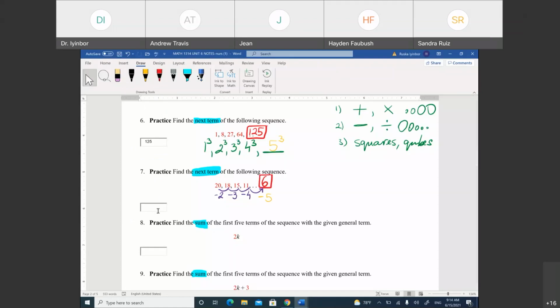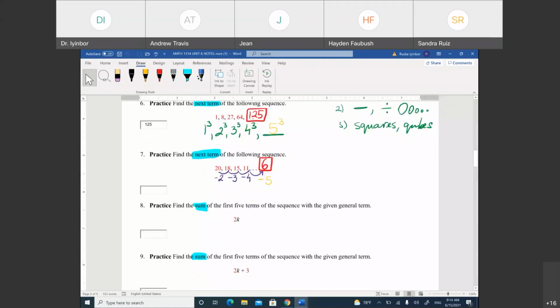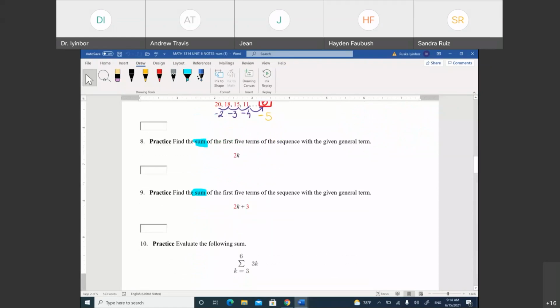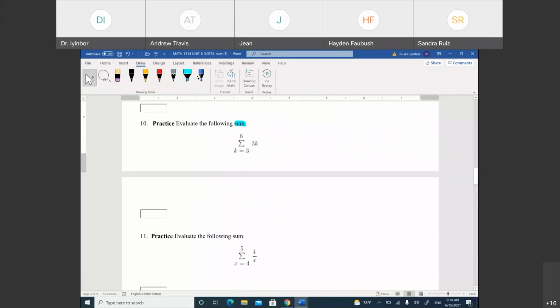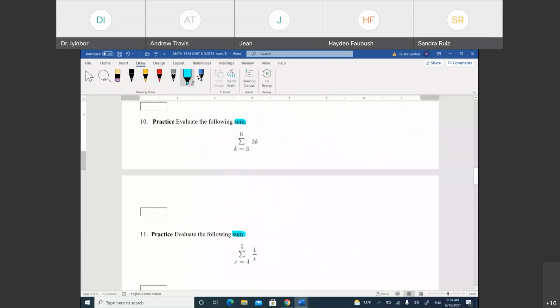Okay, any questions? Okay, so the sequence is a kind of fun list of numbers, right? So this is how you do finding the next term. Now let's find the sum. All of these next questions are like find the sum, and you have one more here also. Find the sum of the next number. So how are you going to find the sum?